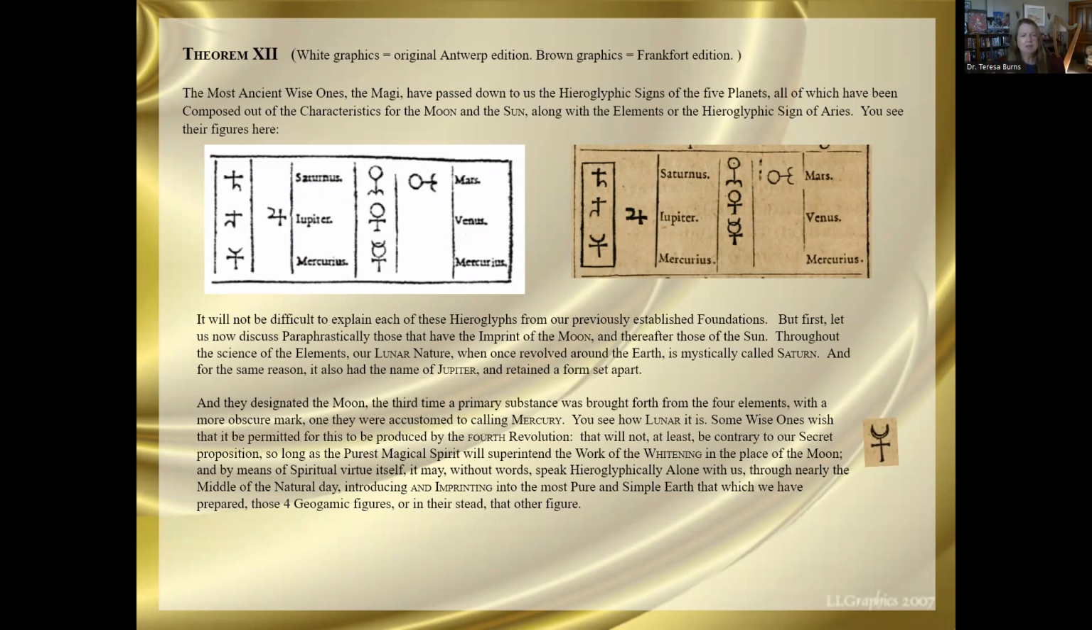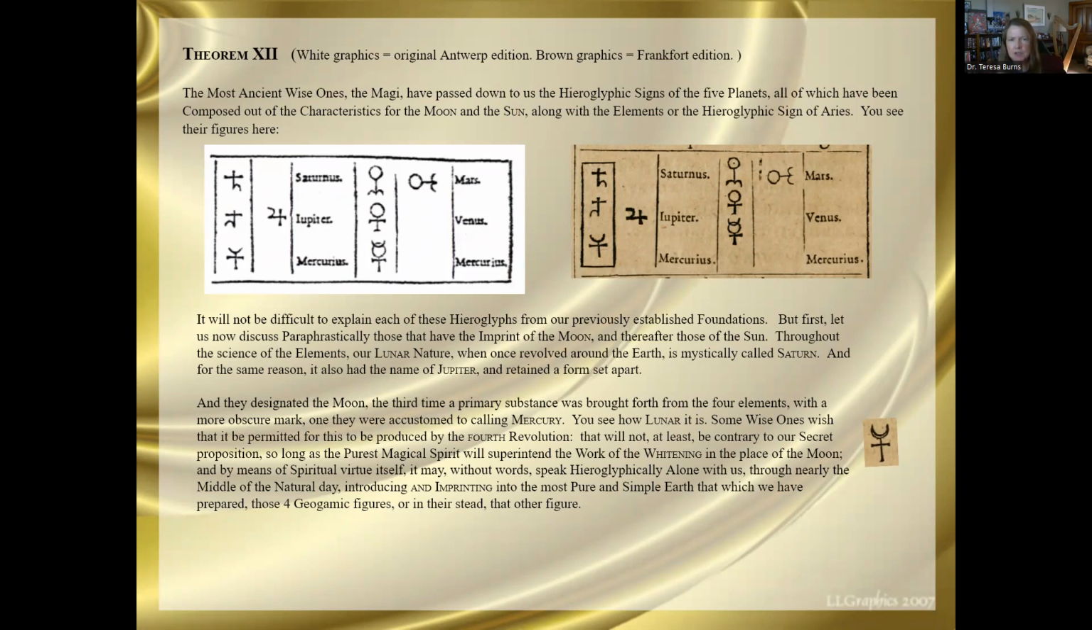He continues and says, it will not be difficult to explain each of these hieroglyphs from our previously established foundations. But first, let us now discuss paraphrastically those that have the imprint of the moon, and thereafter those of the sun. Throughout the science of the elements, our lunar nature, when once revolved around the earth, is mystically called Saturn. You've got that right. Our lunar nature, when once revolved around the earth, is mystically called Saturn.